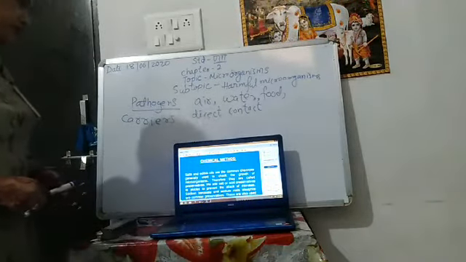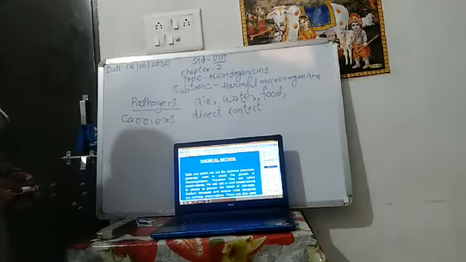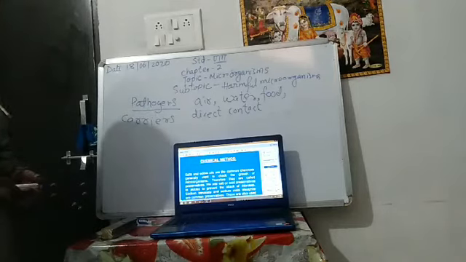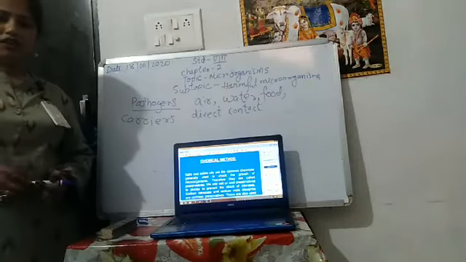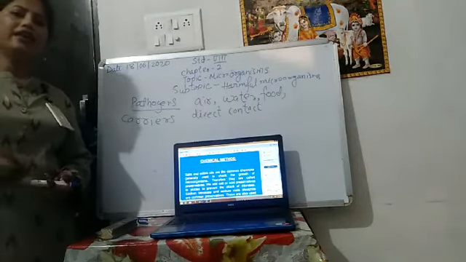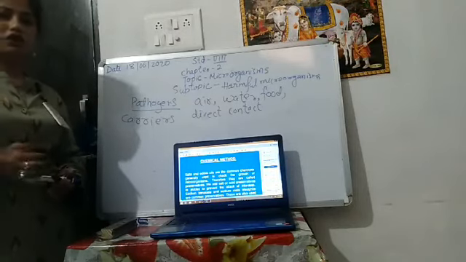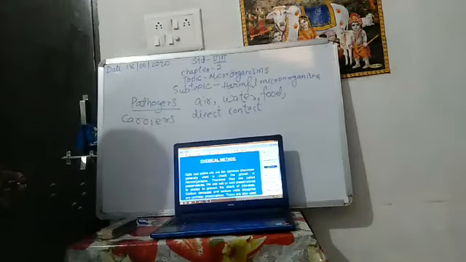Now, how to check the growth of such microorganisms? Salt and edible oils are common chemicals generally used to check the growth of microorganisms. Therefore, they are called preservatives. You know, your mother makes achar during this season. What does she do? She puts a lot of salt and oil in the achar so that the microorganisms do not grow. Okay.